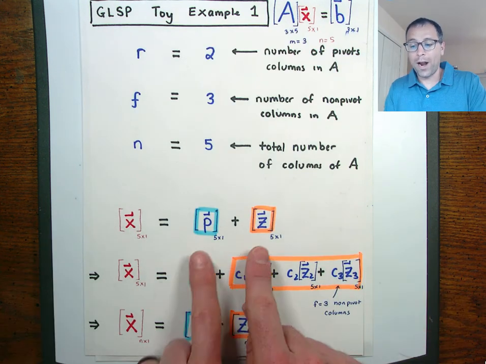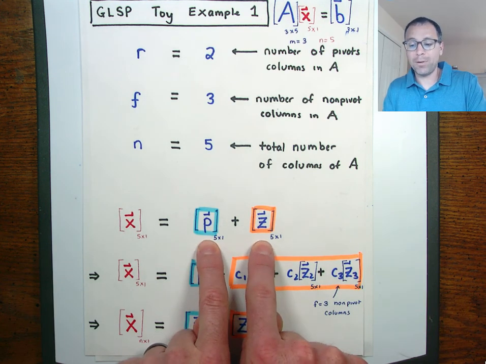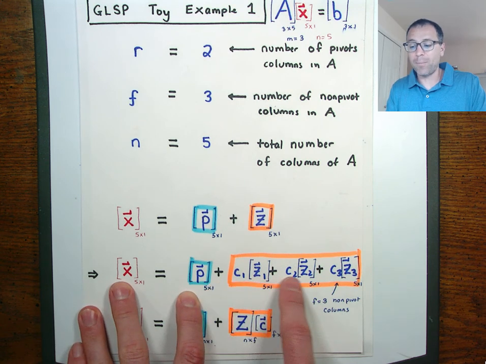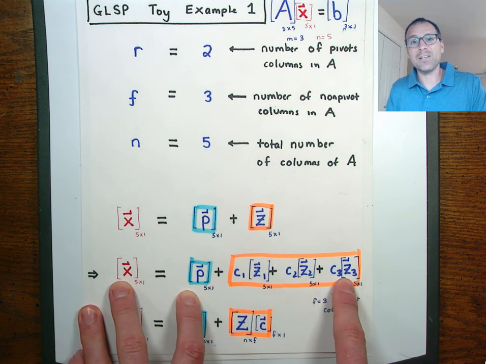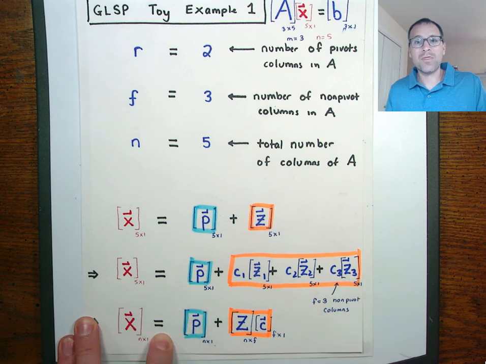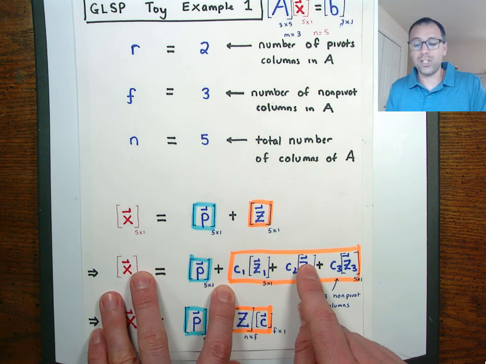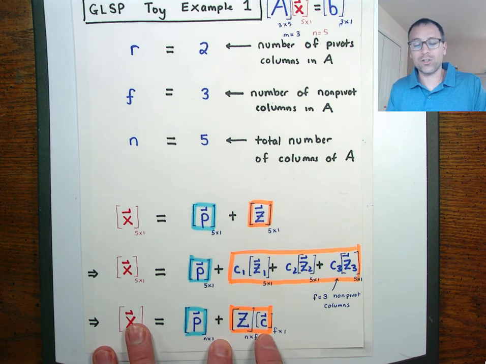And thus, when I want to find the general template, it will take the form particular solution plus linear combination of my linearly independent special trivial solutions. The last thing that I like to push my students to do is to recognize that that linear combination can be written as a matrix vector product.